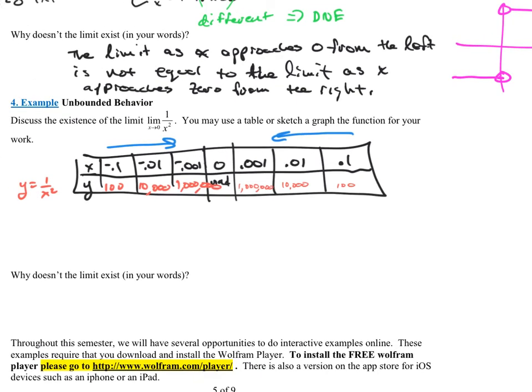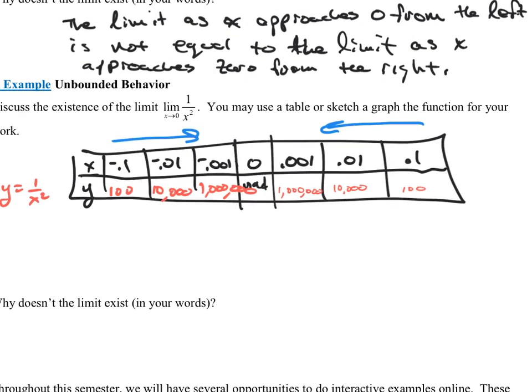So let's talk about what's happening. As I approach 0 from the left, what's happening to those y values? Well, it seems to me 100, 10,000, a million. It seems to me that this is growing without bound. And WO here stands for without bound. And that means it's approaching infinity. It gets bigger and bigger and bigger. So as I approach 0 from the left, it looks like it's approaching infinity.